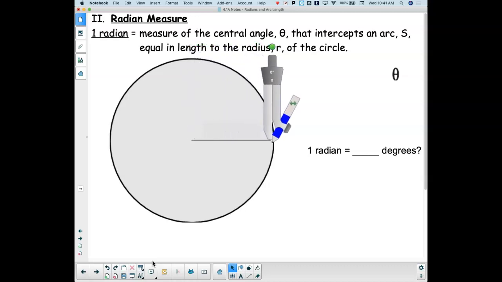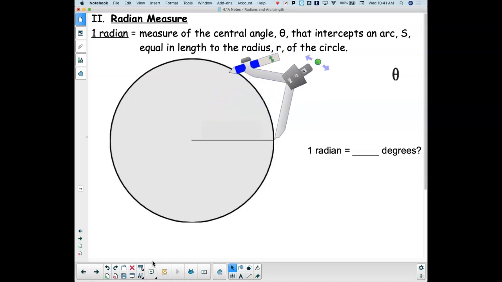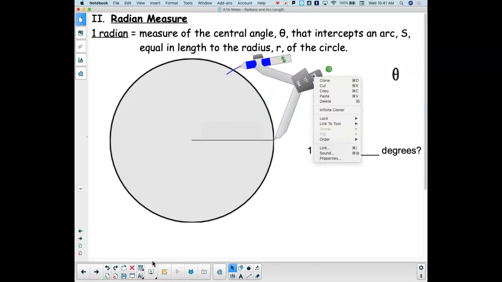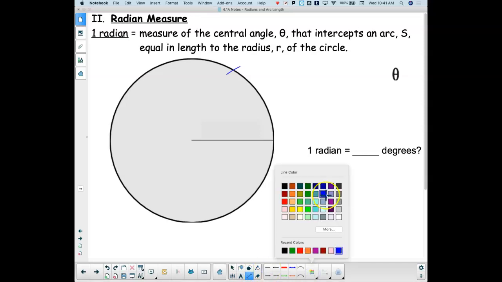Actually, let's be smart about this. Let's do it this way. Spin, open, rotate, mark, be gone. Okay? So this distance, or this angle measure, I should say, let's go blue on it.